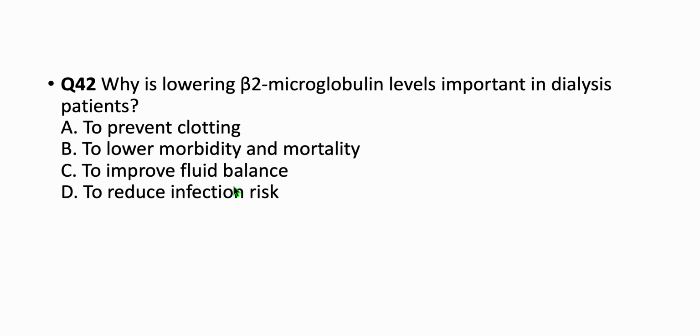Moving ahead, the second question says, why is lowering beta 2 microglobulin levels important in dialysis patients? So beta 2 microglobulin levels should be less in patient, and why is it so? Option A says to prevent clotting, option B says to lower morbidity and mortality, option C says to improve fluid balance, and option D says to reduce infection risk. So the right answer will be to lower the morbidity and mortality.